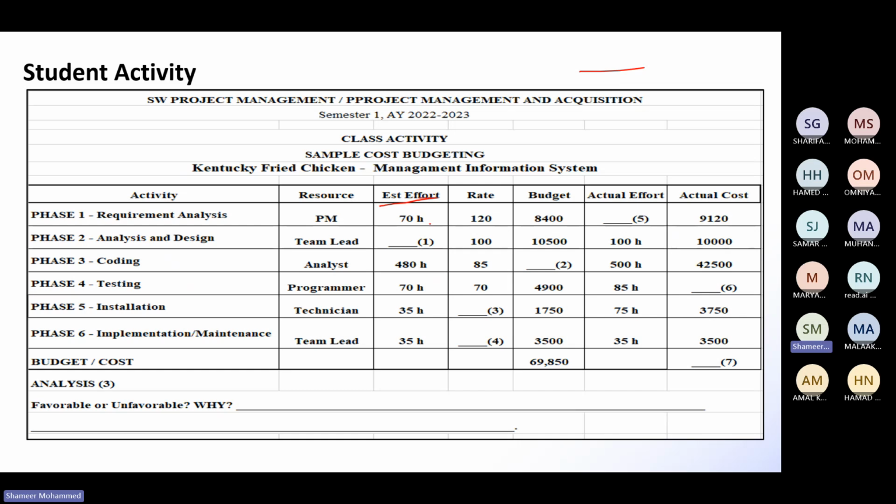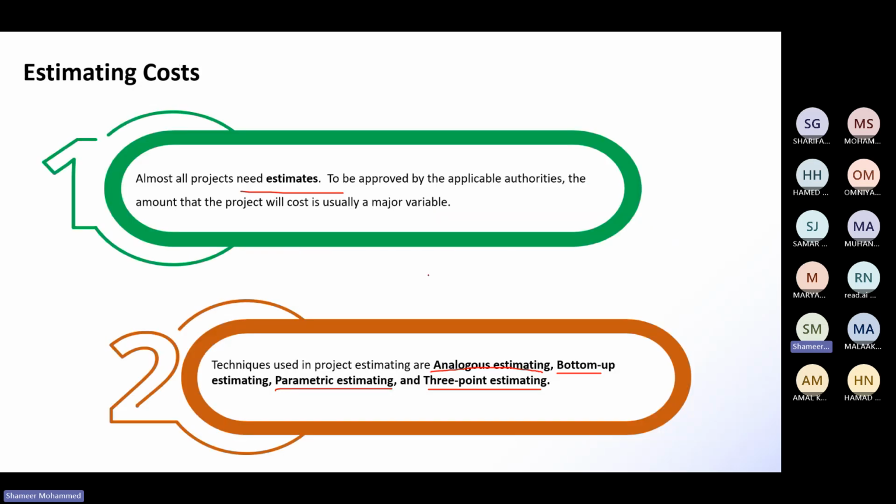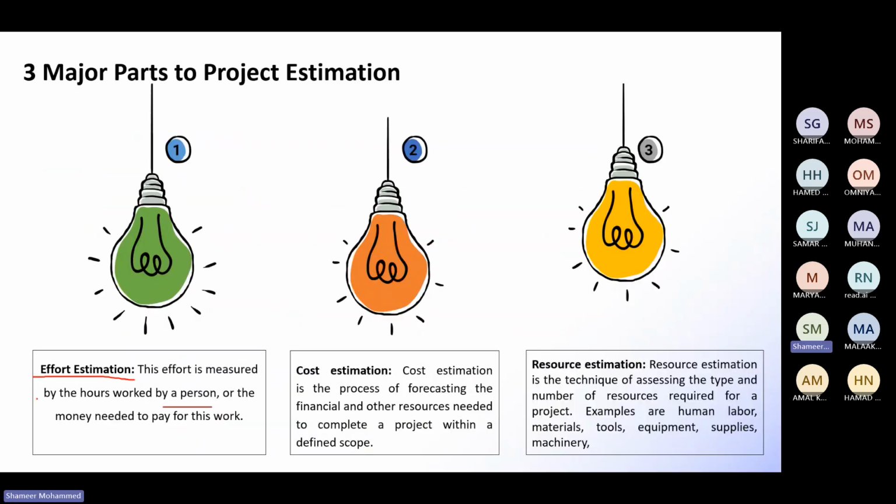This is effort, that is, 70 hours of work. Who will do it? A person will do it. So you have to identify that person. Hours worked by a person, or the money needed to pay for this work. That is what you are going to estimate.